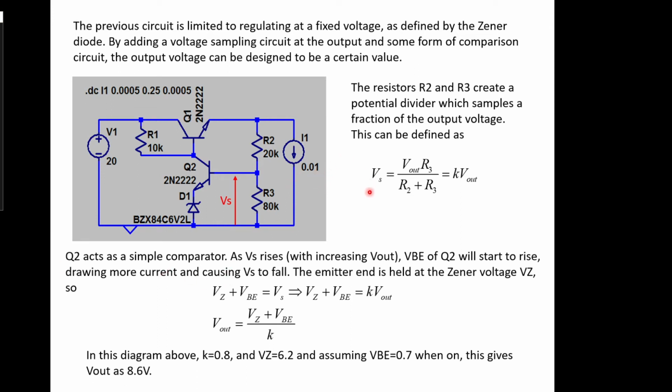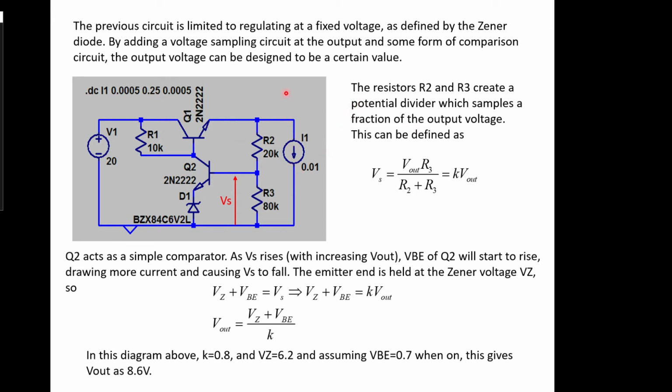So the problem we have with that is that it's limited to regulating at a fixed voltage, and that's defined by the Zener diode, and there aren't that many Zener diodes to choose from in terms of the voltage, so we're a bit limited in our potential output voltages that we can design a regulator for. So we'd like something that's a little bit more flexible in how it operates.